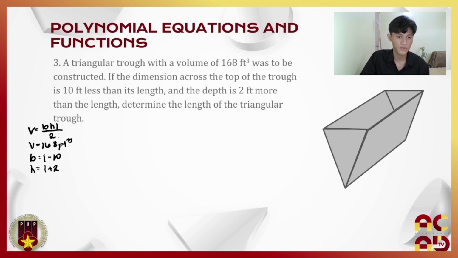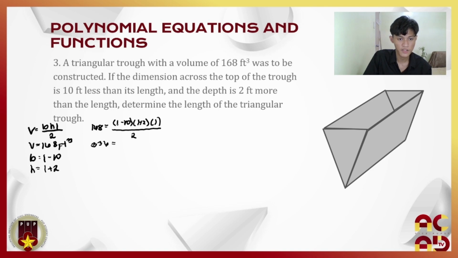So para ma-solve yung problem na to or para mahanap yung L, i-substitute natin yung mga given na meron tayo. So for our volume, we have 168 feet cube, mamaya na natin lagay yung unit para maayos. And then yung base na L minus 10. And then yung ating height na L plus 2. And then yung ating length, all over 2. So, i-cross multiply natin 168 times 2, we have 336.